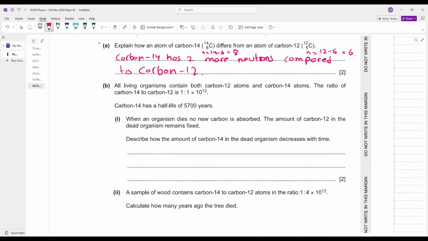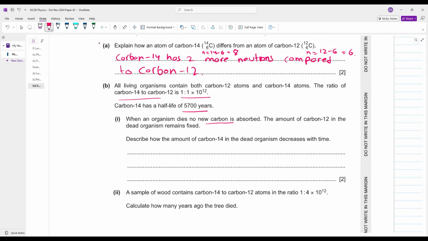All living organisms contain both carbon 12 and carbon 14. The ratio of carbon 14 to carbon 12 is 1 to 1 × 10^12. Carbon 14 has a half-life of 5700 years. When an organism dies, no new carbon is absorbed.